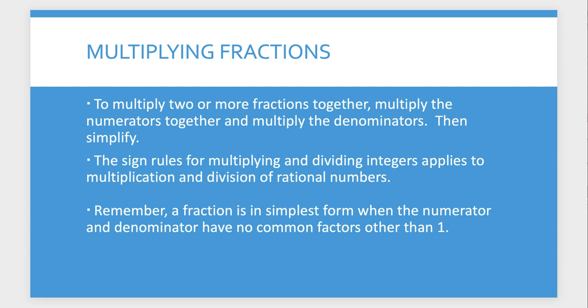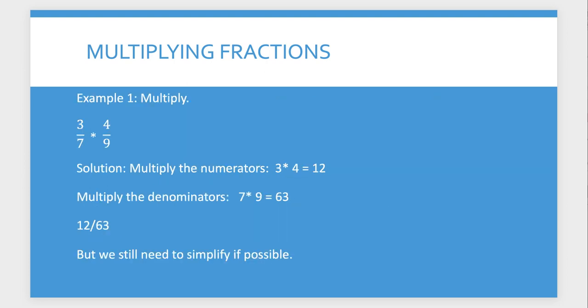And then finally, remember a fraction is in lowest terms or simplest form when our numerator and denominator have no common factors other than 1. So let's look at this example. Multiply 3/7 times 4/9. We want to multiply across in the top and the bottom. So 3 times 4 is 12, 7 times 9 is 63. So we've multiplied the fractions and we get 12 divided by 63. But we still need to simplify if possible.